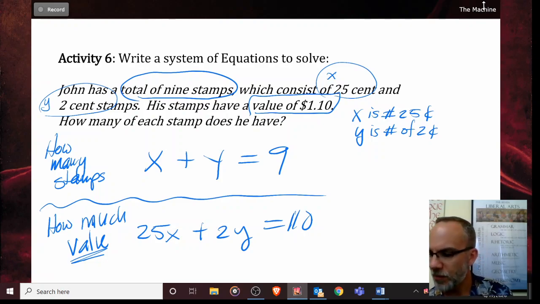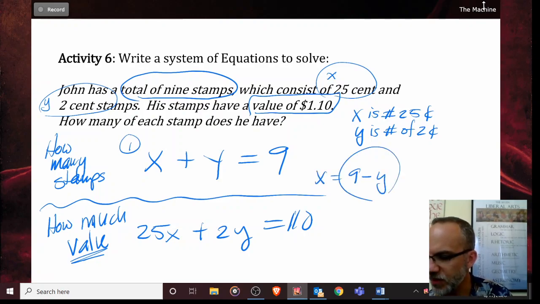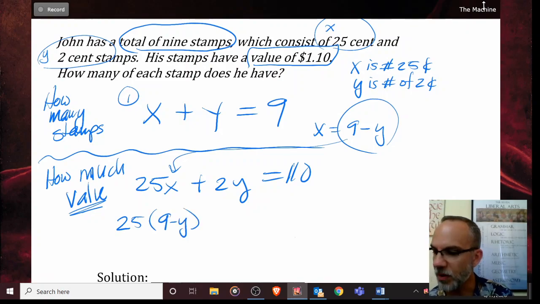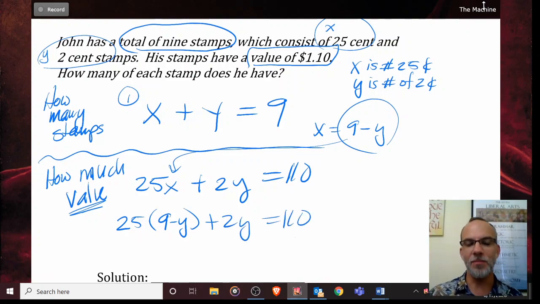Maybe I'll take equation number 1 and solve it for X, and I'll say X is equal to 9 minus Y. Then I'll take that expression and plug it in over here: 25 times what X is. What is X? 9 minus Y. Because whatever it is over here, it is over here. Plus 2y is equal to 110, and then you can solve it. Solve it for the y variable, and then when you're done, substitute that back into one of the equations, solve for the x, and you're in.